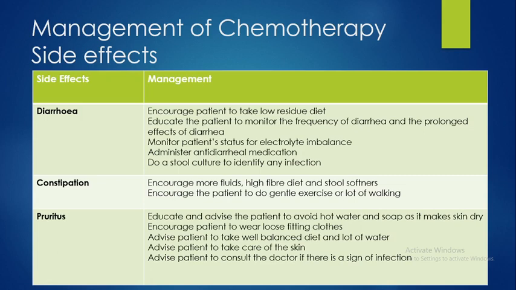Then in constipation, in the last lecture also we discussed that we got to keep a record of bowel habits and encourage more fluid or high fiber diet and stool softeners, and encourage the patient to do gentle exercises, a lot of walking, to gain this peristalsis ability back to normal, to bring the gastric motility back to the normal level, right.